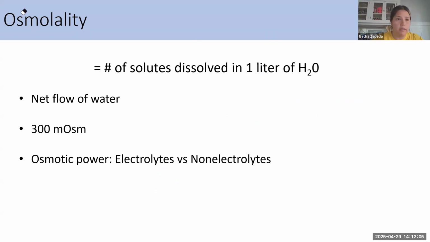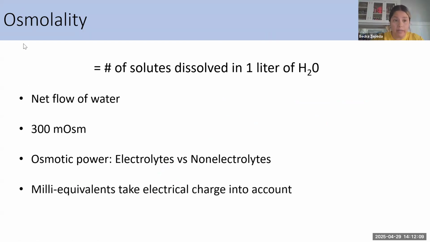And then last thing on this slide is that for electrolytes that do dissociate in solution, we measure them in milliequivalents. The reason why we measure them in milliequivalents is because that takes their electrical charge into account, whether it's a 3+, 2+, whatever it may be, it takes that into account as it influences osmolality.